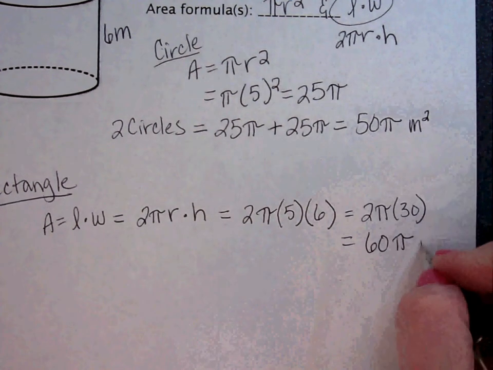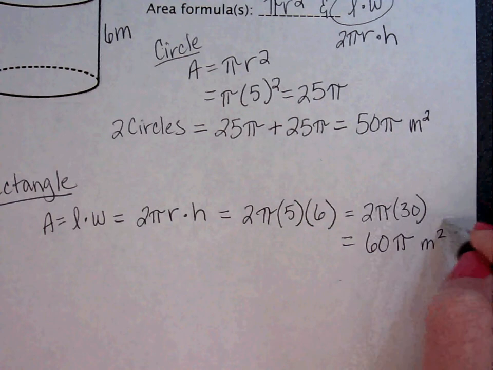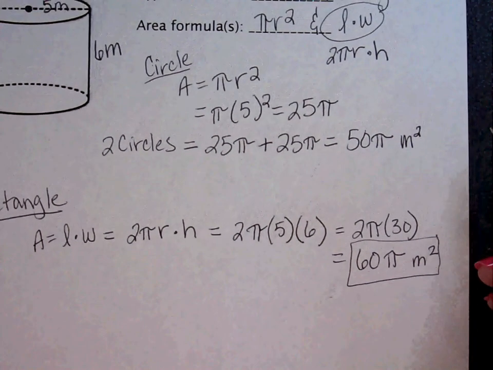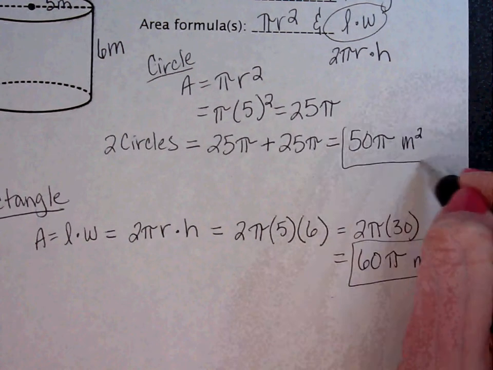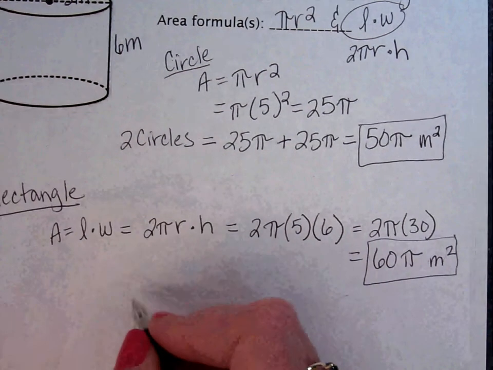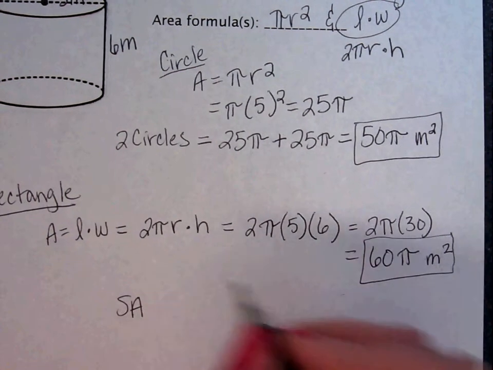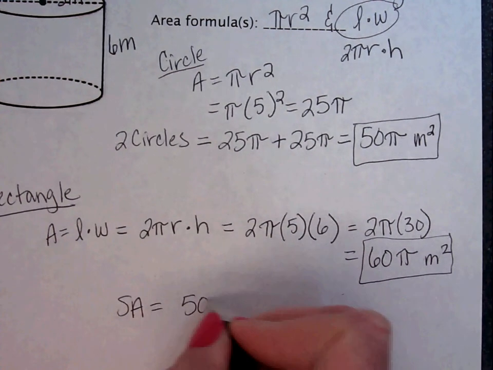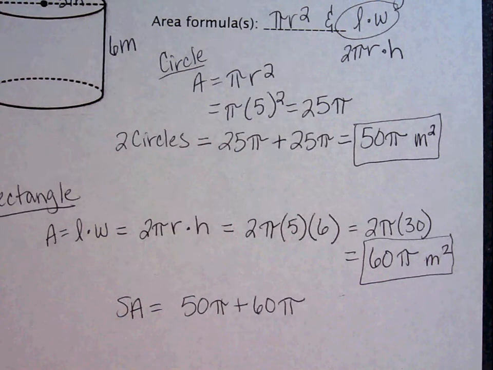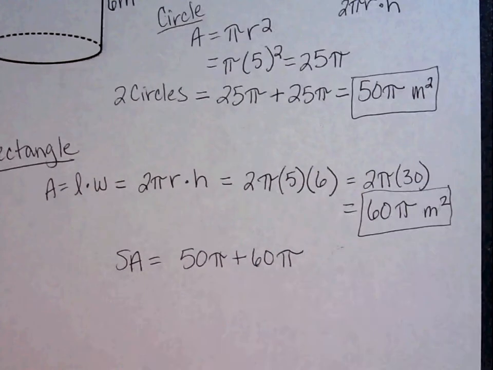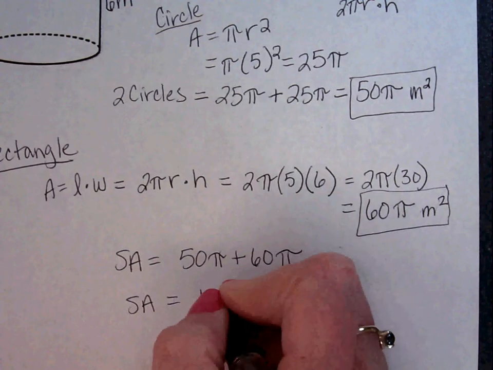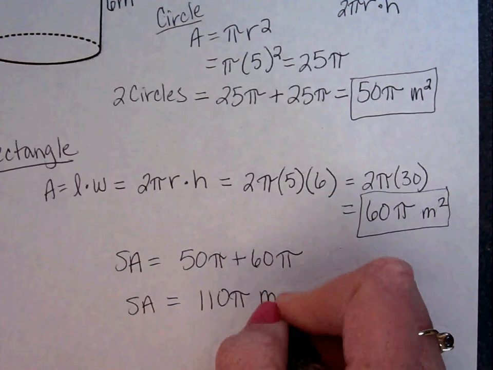And again, it's in meters, so meters squared. So I've got this area, 60 pi. And then up here from our circle, I have 50 pi. And together, the total surface area is going to be the two added together. 50 pi plus 60 pi is 110 pi. And again, with the meters squared.